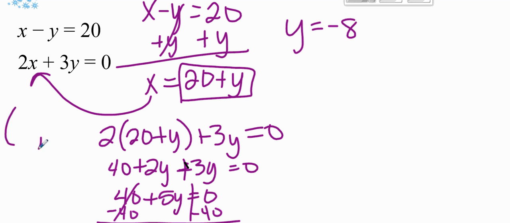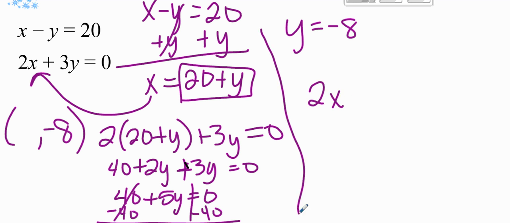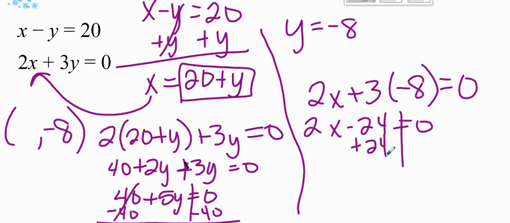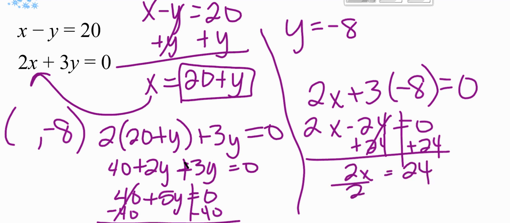So it's something, comma, -8. Now I'm going to go back to one of my original equations and plug -8 in for y. So I'm going to use 2x down here plus 3 times -8 equals 0. 2x minus 24 equals 0. Add 24 to both sides. 2x equals 24, divided by 2. x is going to be 12.